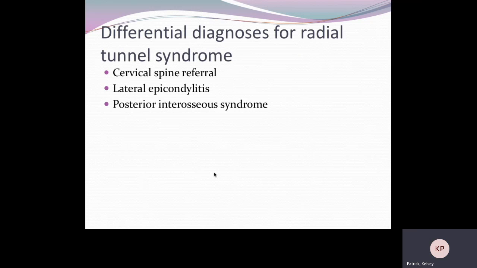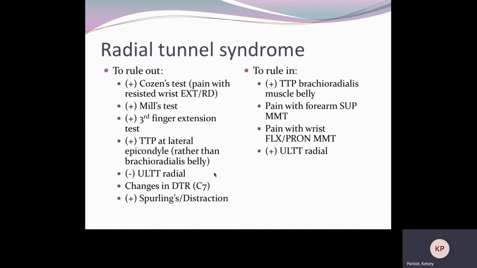The top differential diagnoses for radial tunnel syndrome include cervical spine referral, lateral epicondylitis, and posterior interosseous syndrome. To rule out radial tunnel syndrome, you will see positive clinical tests for lateral epicondylitis. If they are tender to palpation at the lateral epicondyle rather than at the brachioradialis muscle belly, this would be more indicative of lateral epicondylitis. The last two bullets again would be more indicative of cervical spine referral.